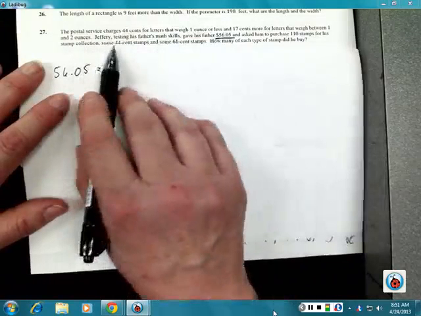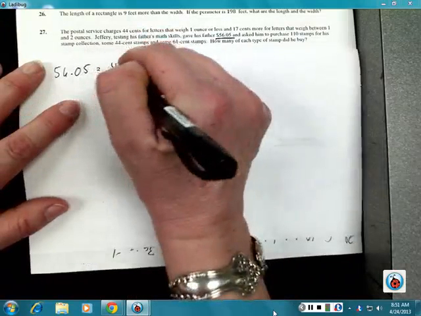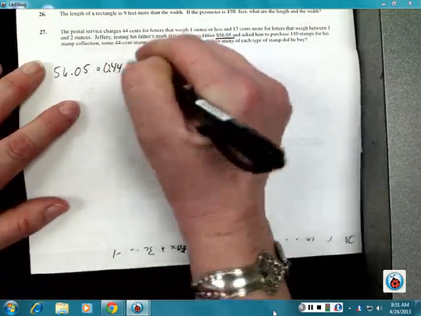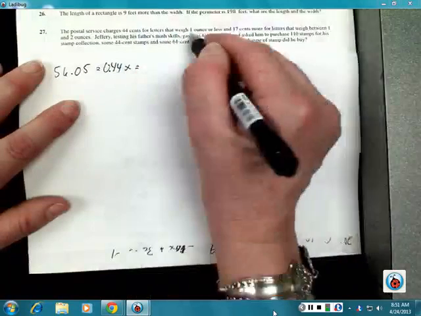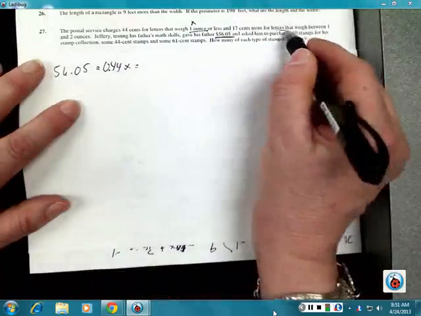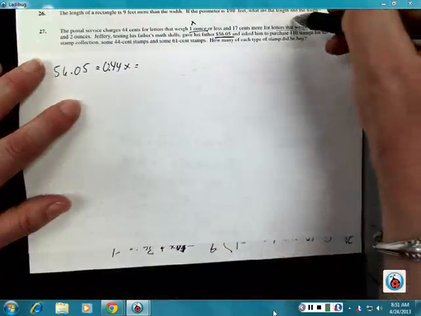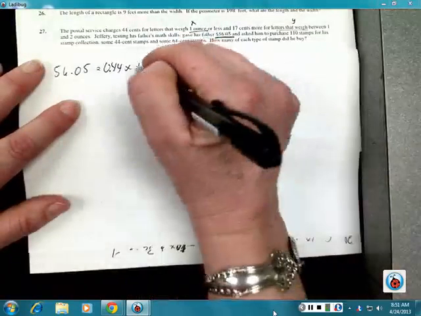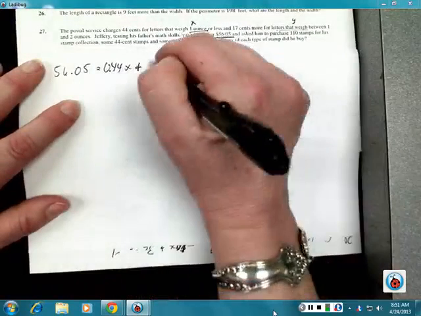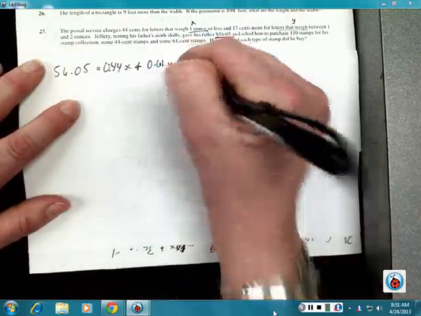Well, we know what each one cost. The first type cost 44 cents. So that is X, we'll say. X is the 1 ounce letters. 17 cents more are the ones that weigh between, so we're going to label that Y. Plus, and there's 61 cents. So that's what our cost does for us.